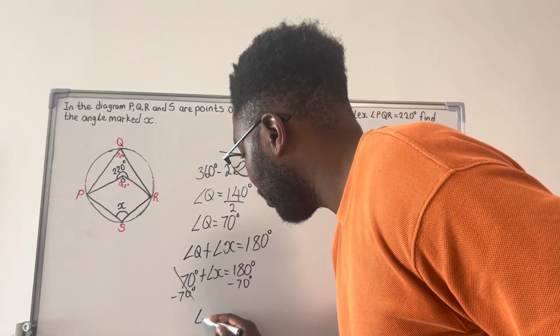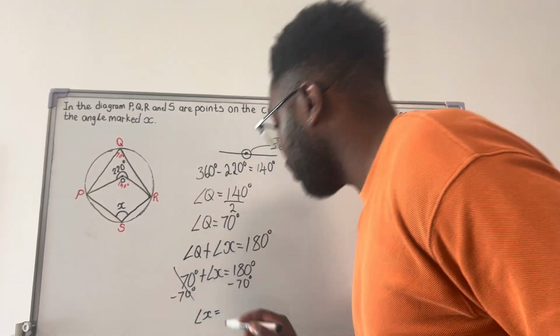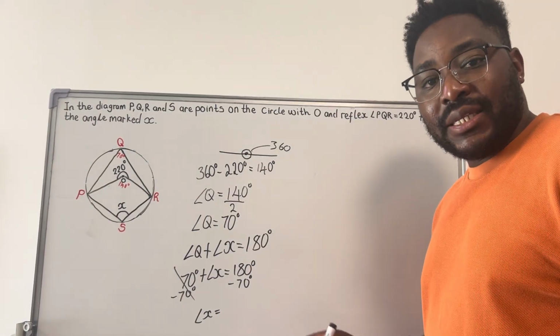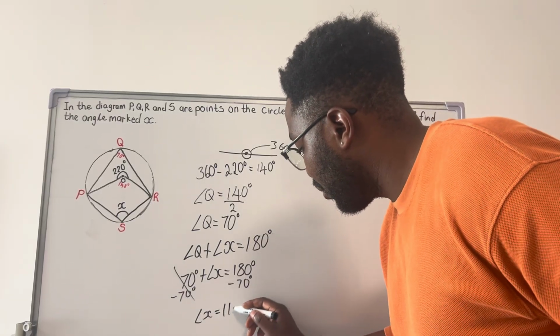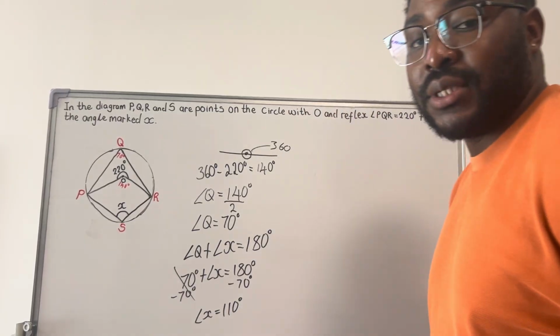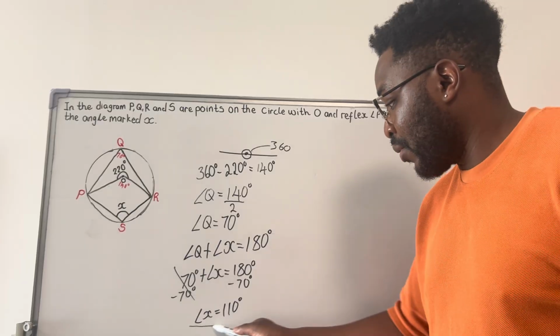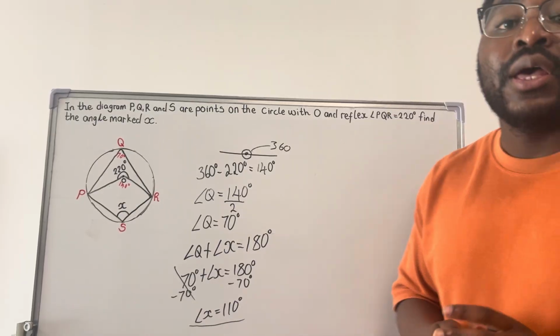angle X equal to 180 minus 70, that's 110 degrees over there. So there we go, we have found our angle X.